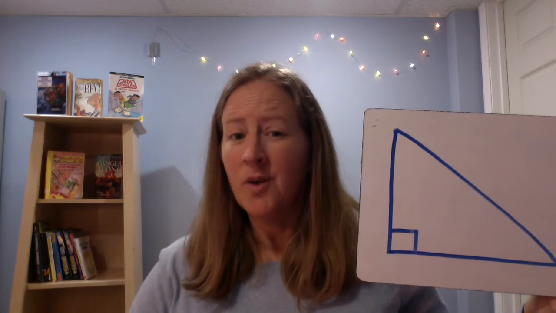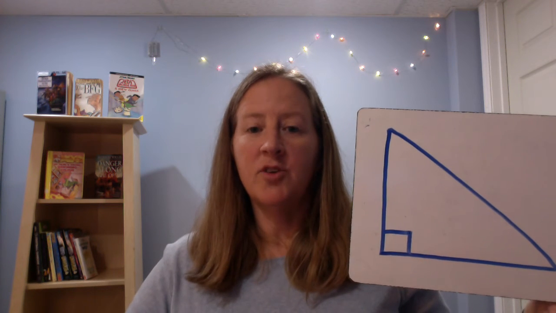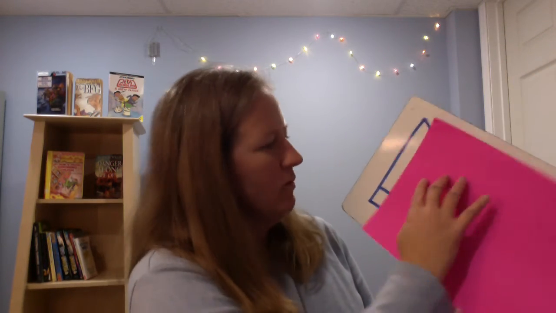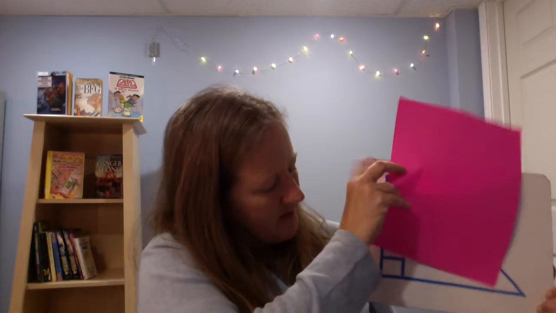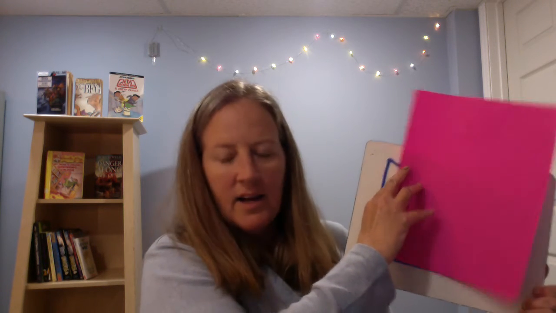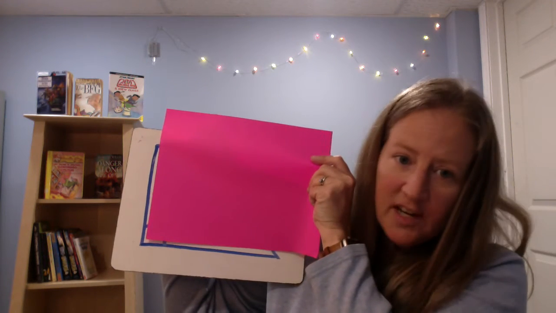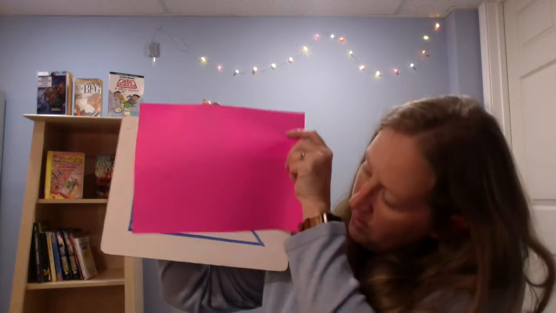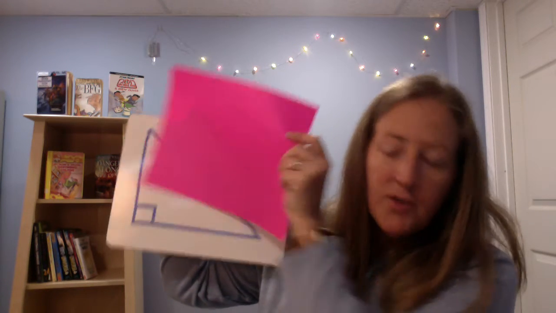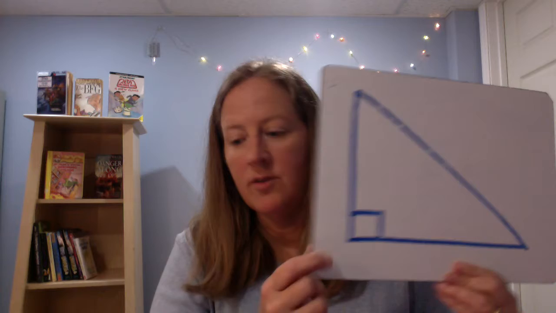If you're not sure, like when you're doing your Moby lesson a little later, tomorrow I think I put it in for you, you can always take a piece of paper and stick it into the corner of the triangle, even on the computer screen. If you stick it in the corner and it fits fairly perfectly, that's a right triangle. If only one angle is a right angle, the whole triangle is a right triangle.